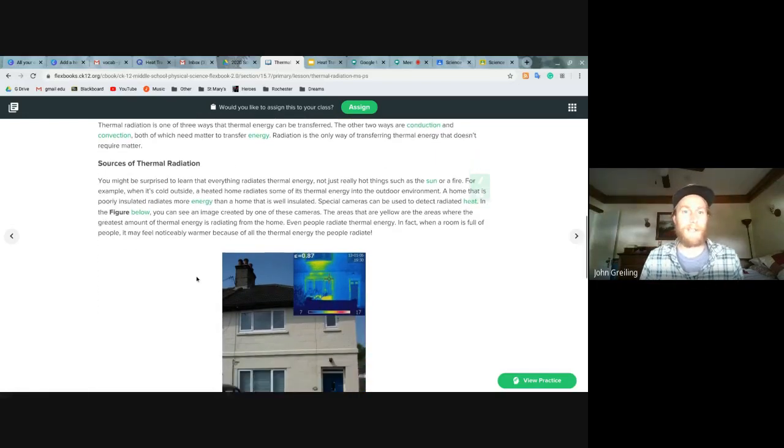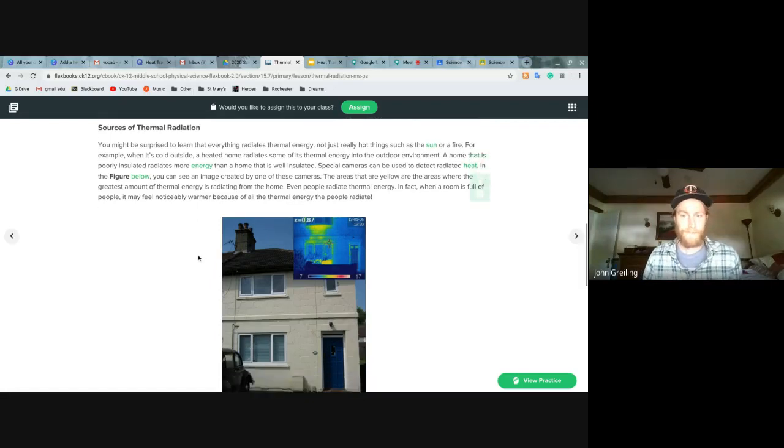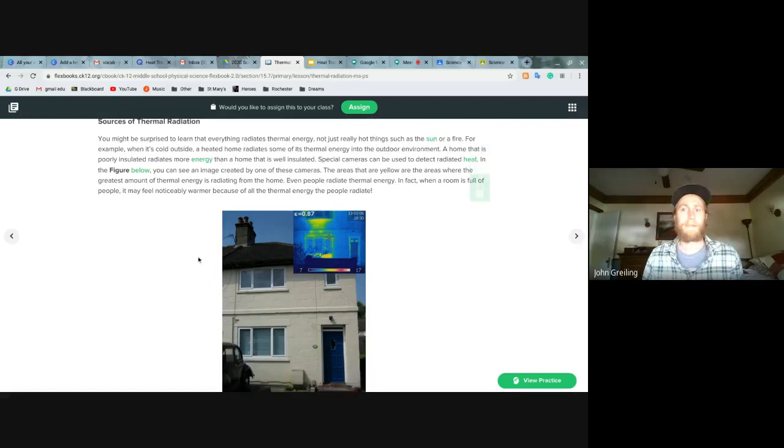You might be surprised to learn that everything radiates thermal energy, not just really hot things such as the sun or a fire. For example, when it's cold outside, a heated home radiates some of its thermal energy into an outdoor environment. A home that is poorly insulated radiates more heat than a home that is well insulated. Special cameras can be used to detect radiated heat. So it's where they're losing heat, some bad window or something.